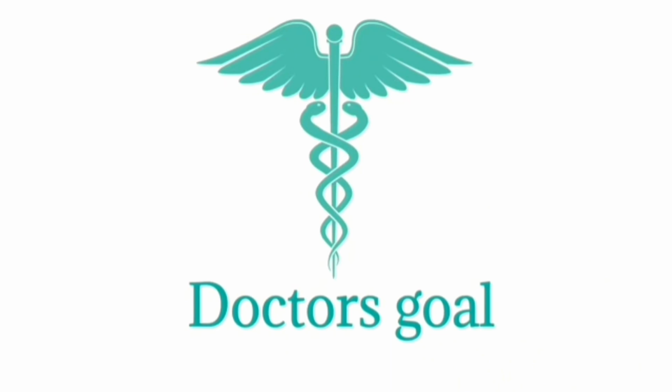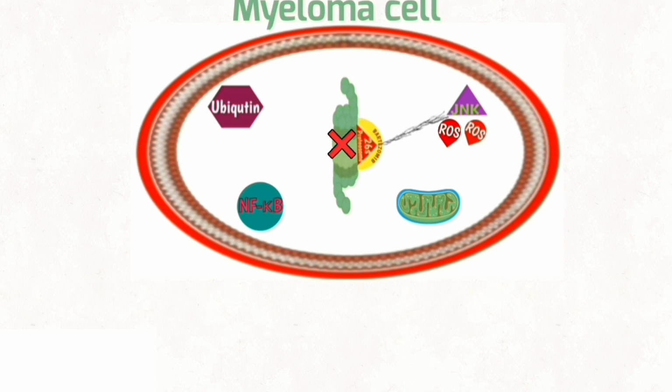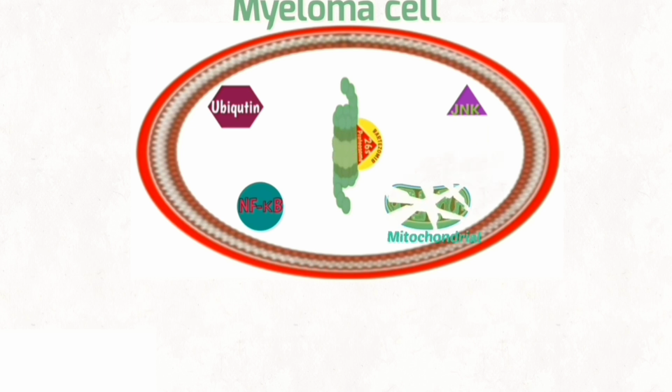Let's talk about the mechanism of action of bortezomib. Bortezomib enters the cell and attaches to the 26S proteasome, which leads to increased activity of JNK and releases reactive oxygen species. These species act on mitochondria and lead to breakdown of mitochondria. You see, mitochondrial breakdown occurs.